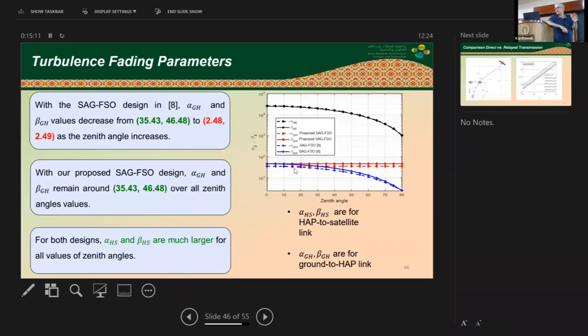But then, when you look at these two lower curves, alpha and beta, the blue is the reference state I talked about, which was published last year. The alpha and beta in their design, of course, as the angle increases, degrade quite a bit. And that's expected because you are going through a longer path and we have more turbulence, so alpha and beta are going to degrade. Whereas with our proposed design, alpha and beta remain constant because regardless of what the zenith angle is, you are always essentially above the ground station.